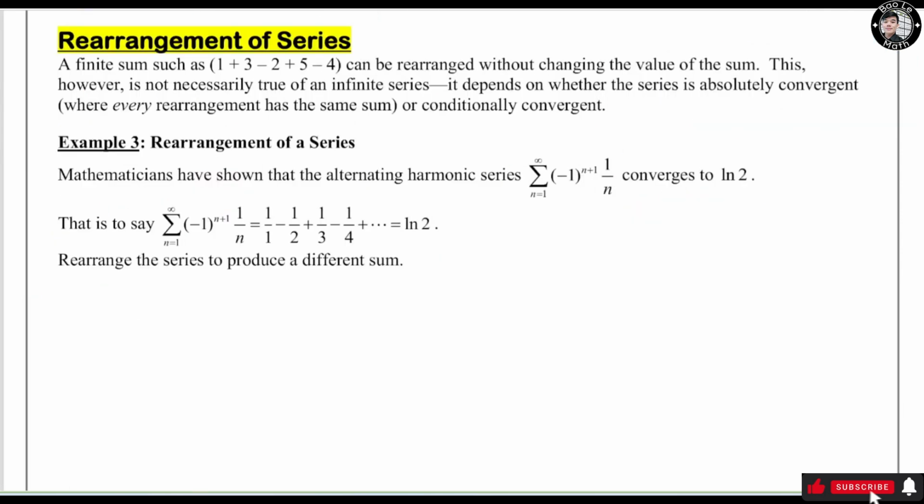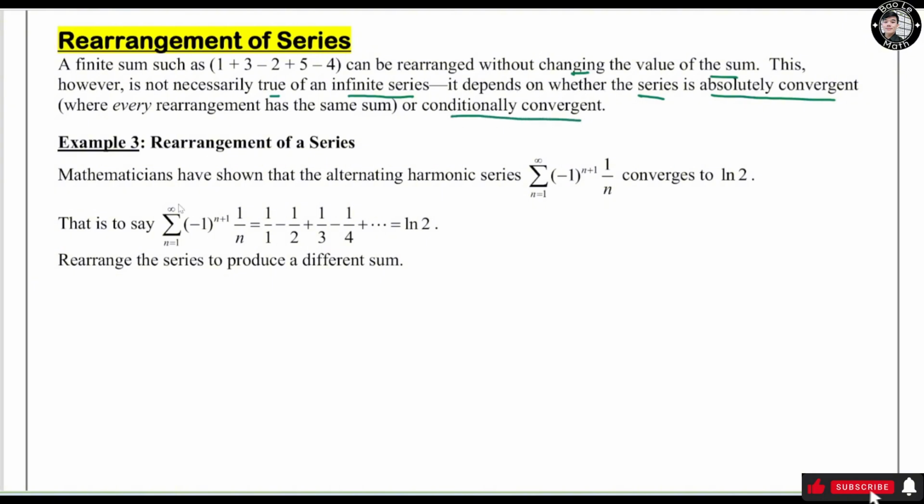Now let's move on to the next one. Rearrangement of series. A finite sum such as 1 plus 3 minus 2 plus 5 minus 4 can be rearranged without changing the value of the sum. However, it's not necessarily true of an infinite series. It depends on whether the series is absolutely convergent or conditionally convergent.